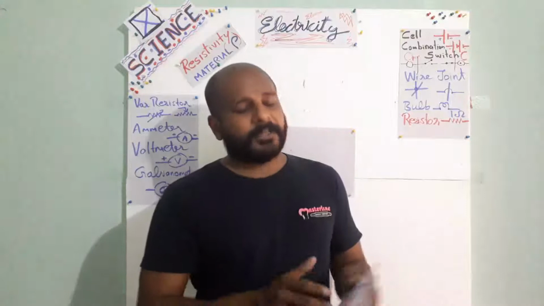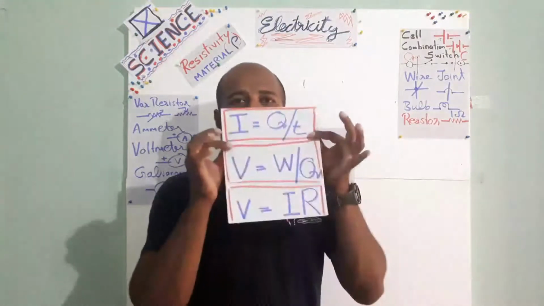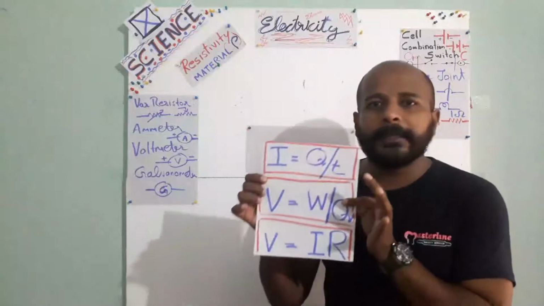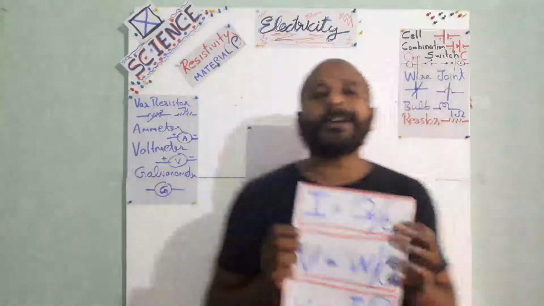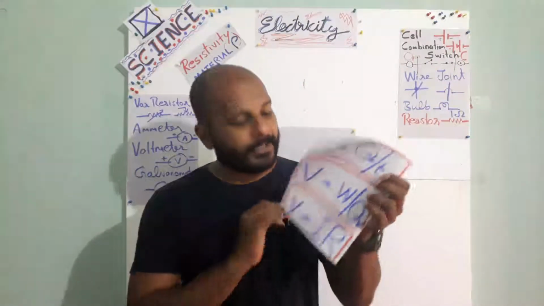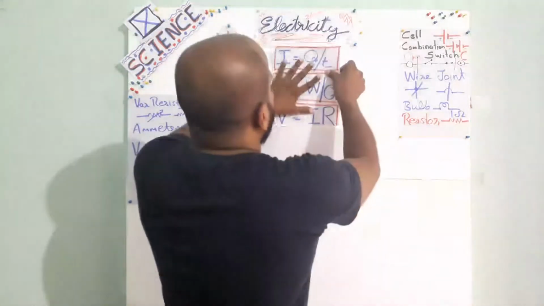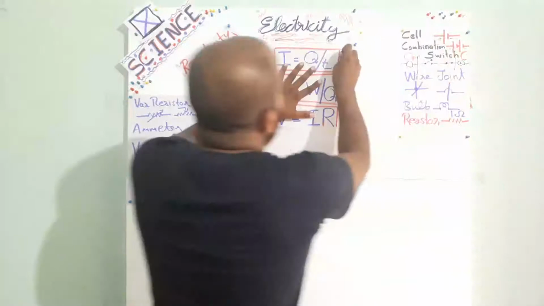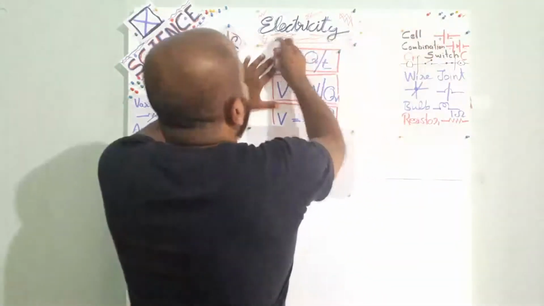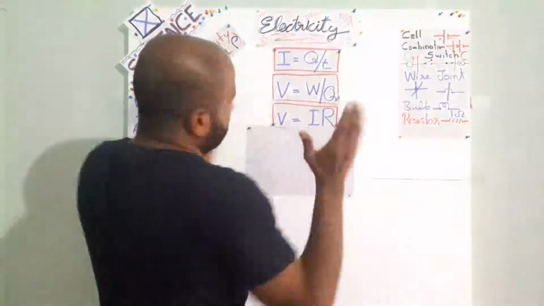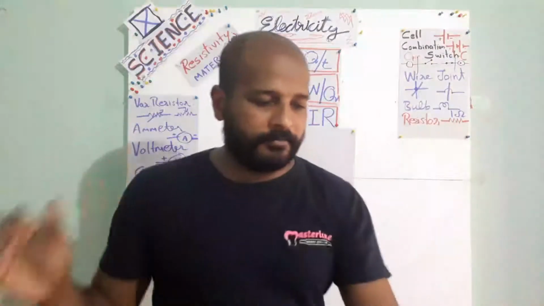So the next equation we derived was about the voltage, V is equal to W by Q. W is the work done to take a particular charge Q from one place to another. That is the second equation we studied in this chapter. And the third one, you all know, is Ohm's law.